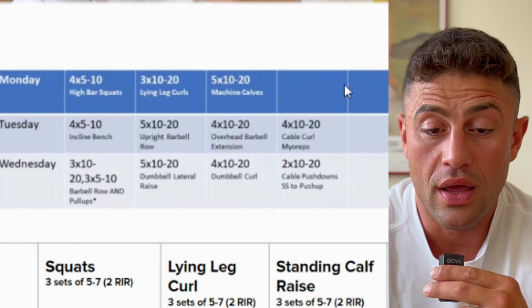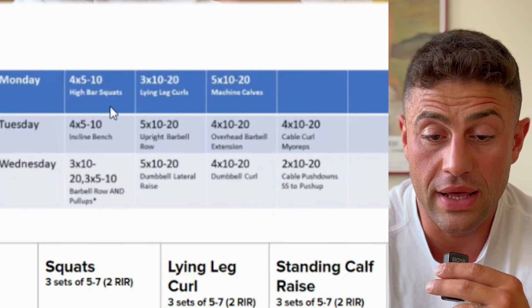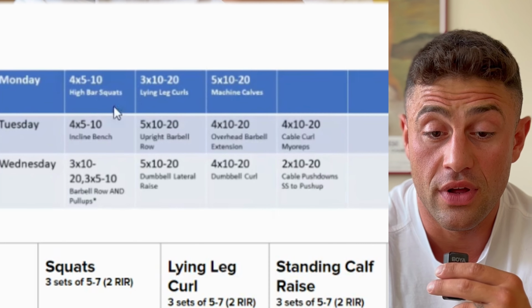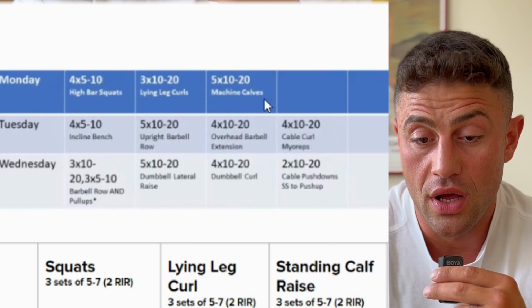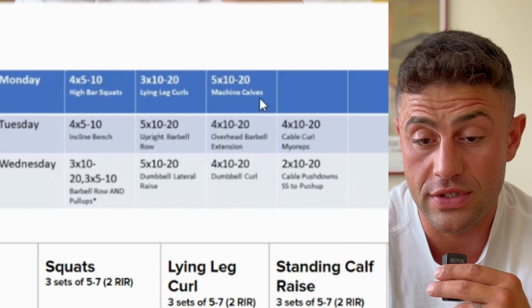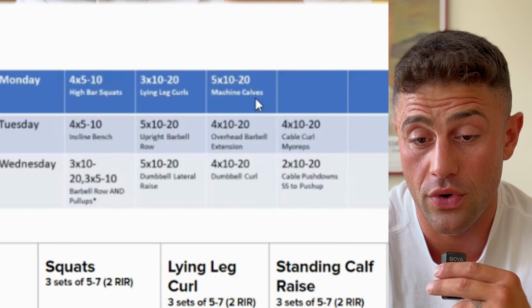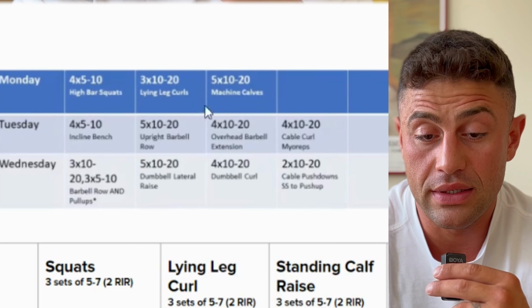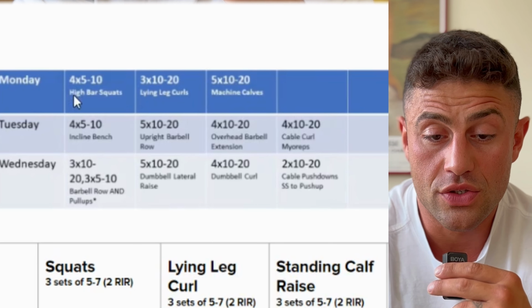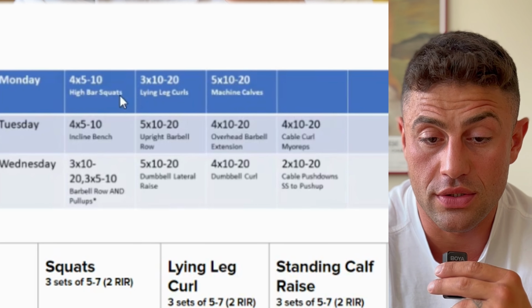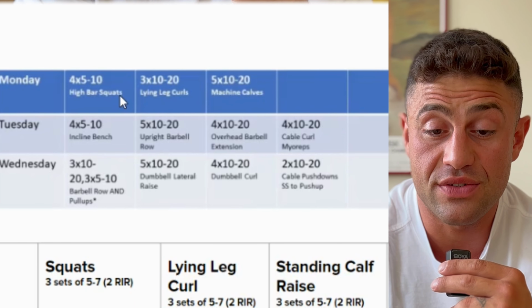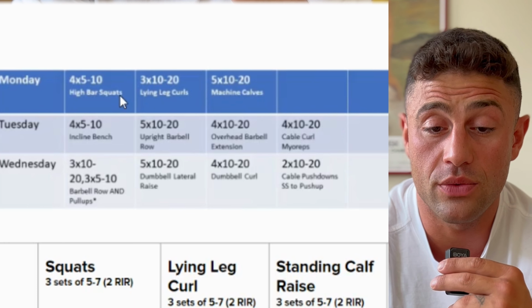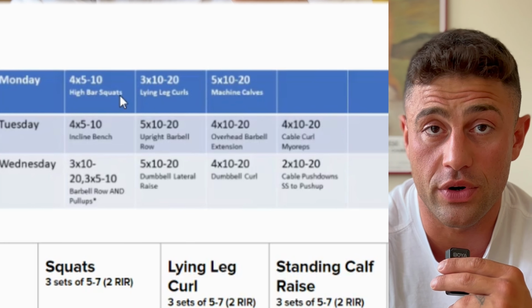a look at it. Well, if you look at Monday seems to be a leg day, and it consists of high bar squats, lying leg curl, and machine calves. I assume machine calves is some form of machine for calf raises, and yeah, so looking at the high bar squats, it's actually a great way to start a workout because, as we mentioned earlier, we want to have compound exercises at the beginning of a workout.